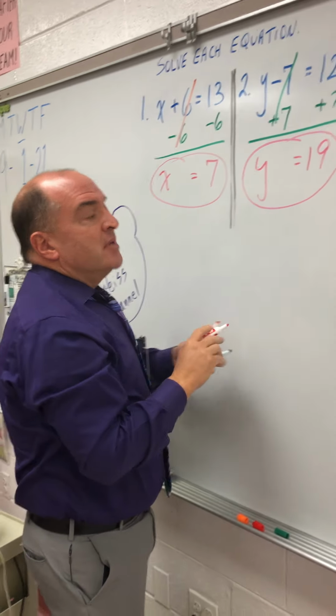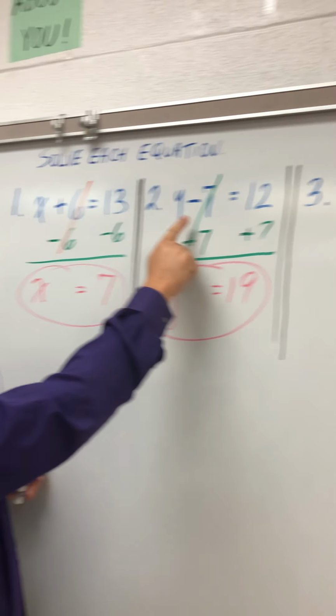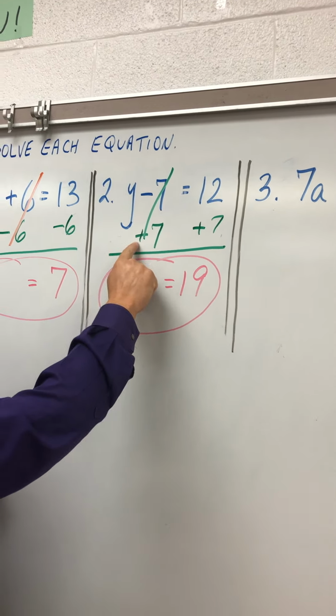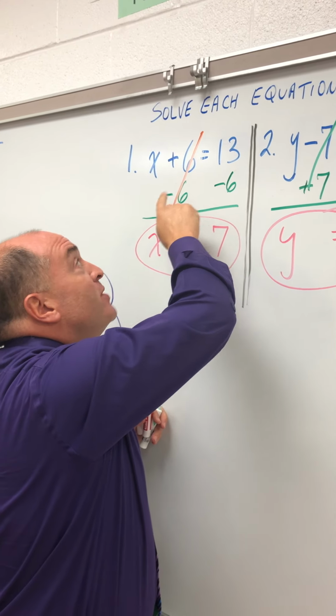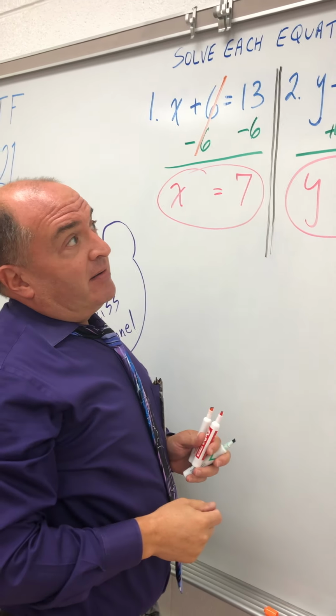Easy. So here it was plus 6, right? Here it was minus 7, so we added 7. Plus 6, we minus 6. Minus 7, we plus 7.